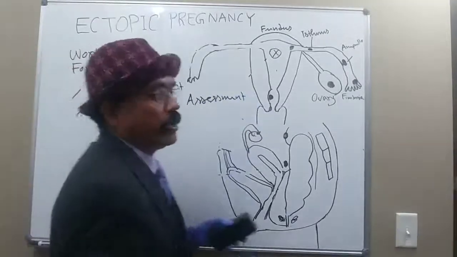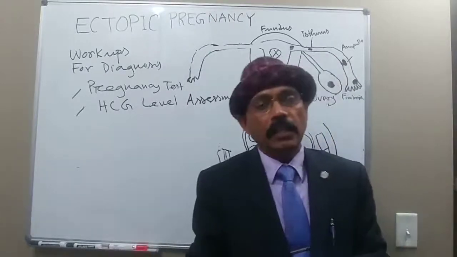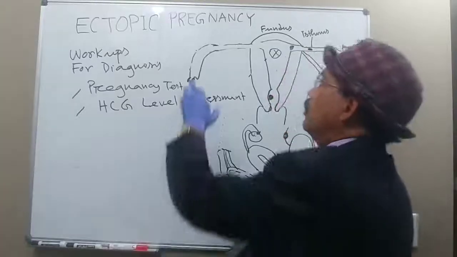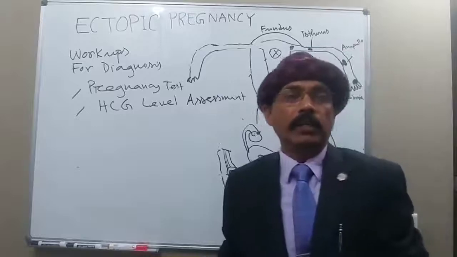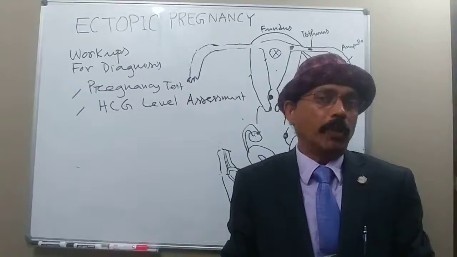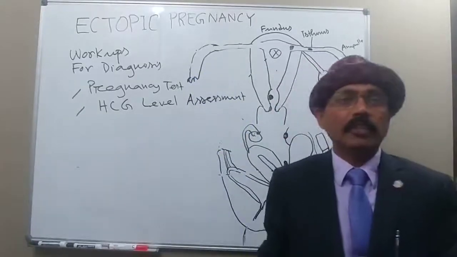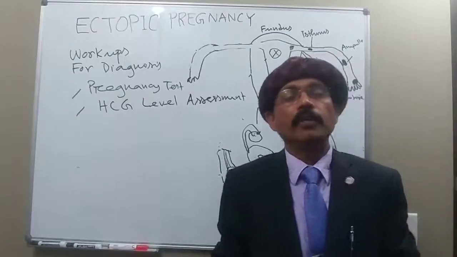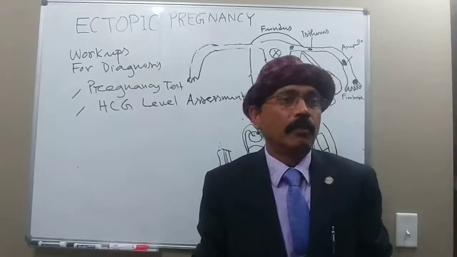Usually in ectopic pregnancy, the level of HCG is less than that of normal pregnancy. The idea is that the placenta cannot expand properly, because we get HCG from the placenta, from the syncytiotrophoblastic cells. With less space and a smaller placenta, there is less syncytiotrophoblast, so there will be less HCG. That is usual.